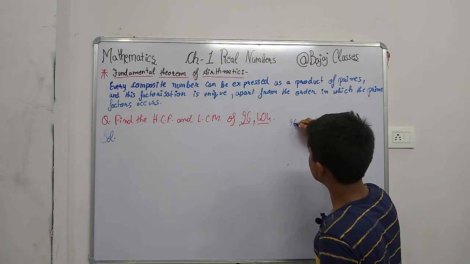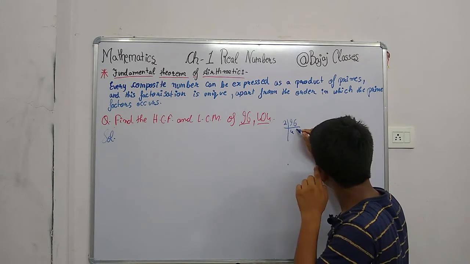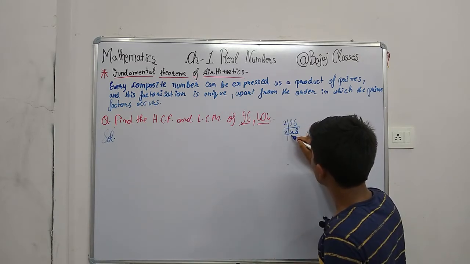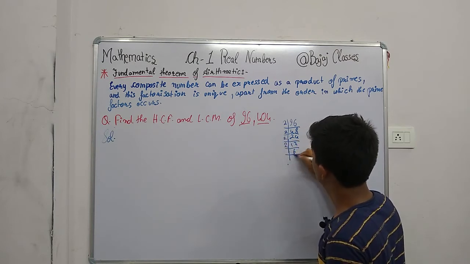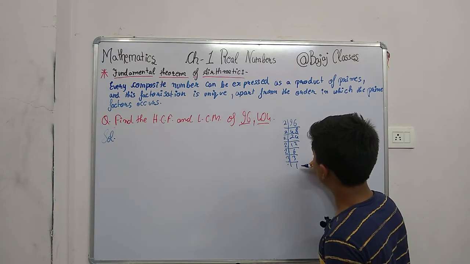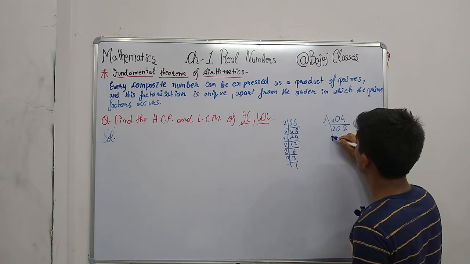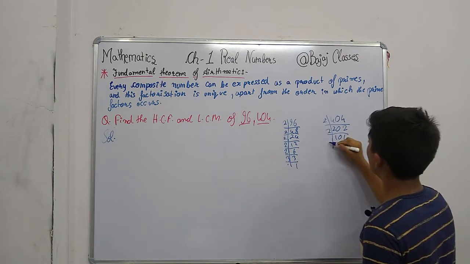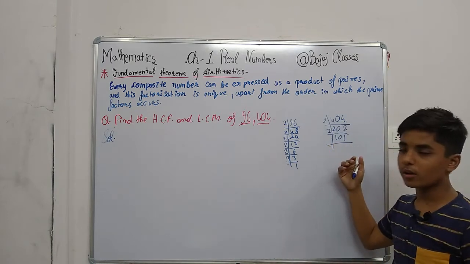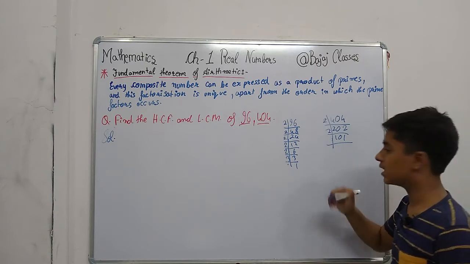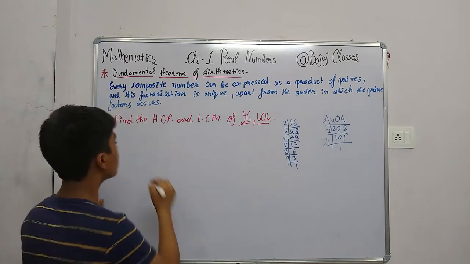Prime factorization of 96. First it is divided by 2: 48, 24, 12, 6, 3, 1. Now 404: 2, 202, 2, 101. Now what is 101? It is a prime number, and a prime number is only divisible by 1 or the number itself, so 101. Now what are the prime factors of these?